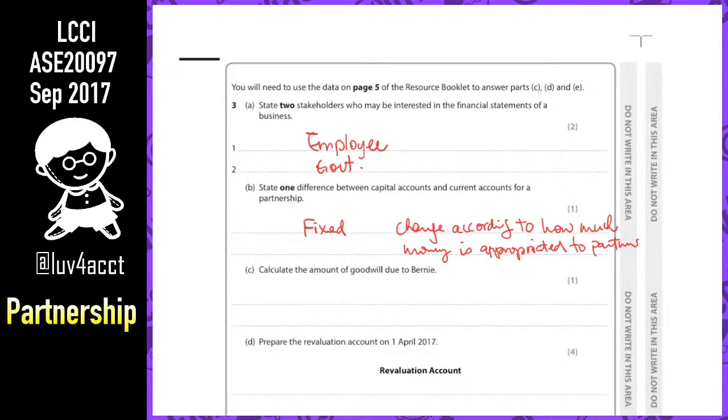Part C, calculate the amount of goodwill due to Bernie. Just now we have seen that the goodwill amounts to 60,000. They share the profit in the ratio of 3 to 2 to 1, that is over 6. So 1/3, that means 20,000.